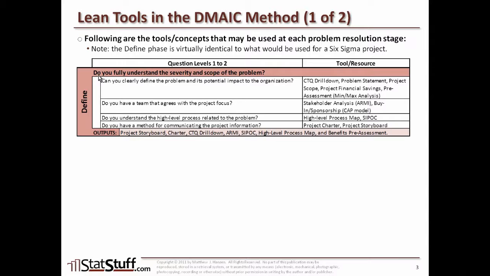We're trying to ask that same top-level question. Do you fully understand the severity and scope of the problem? That's what we want to understand in this define phase. We want to walk away with it. So just as we've done before in the other roadmap, if you cannot answer yes to this question, then we need to go to these next level of questions to figure out how we can ultimately answer this top-level question for the define phase. So that first sub-level question is, can you clearly define the problem and its potential impact to the organization?